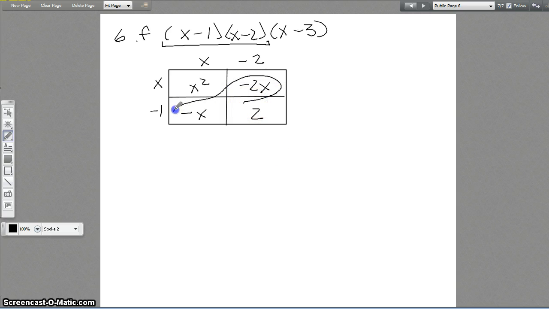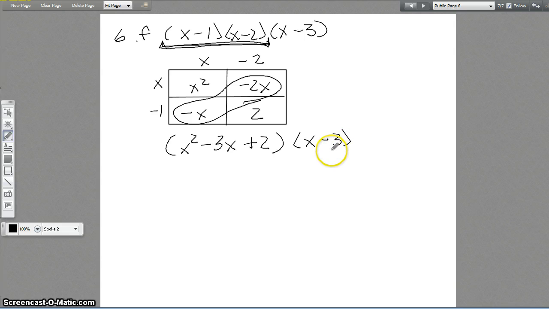Notice that our diagonal terms are both x's. So x minus 1 times x minus 2 is x squared, negative 2x minus x, that is negative 3x, and then we have a plus 2 at the end. That's just these first two parentheses multiplied by each other. I still need to multiply this by x minus 3, so I'm going to put parentheses around this and write times x minus 3.